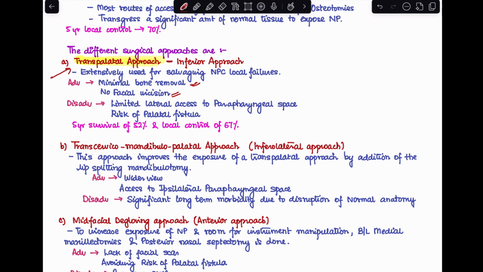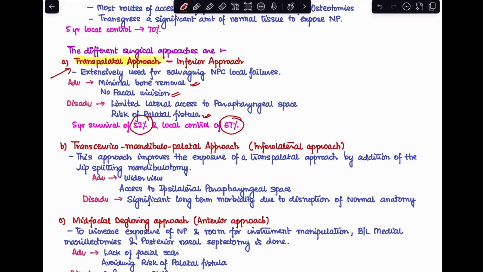So that is why we do not require any facial incision over here. But this also comes with a disadvantage because we do not have much lateral access to the parapharyngeal space if we go through this approach. That is the disadvantage of doing the transpalatal approach. And the second disadvantage is that because we are approaching through the palate, it also leaves behind a risk of development of palatal fistula. So this was our first approach. The 5-year survival rate of this approach is 52% and local control rate is 67%.